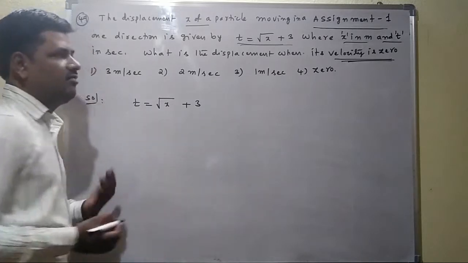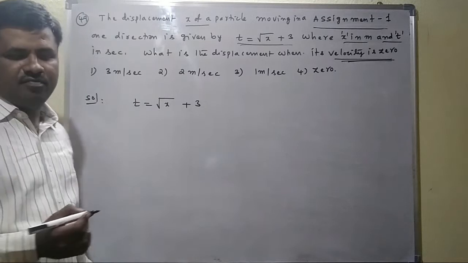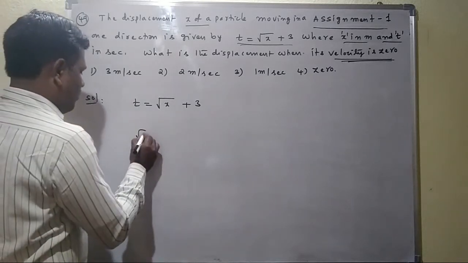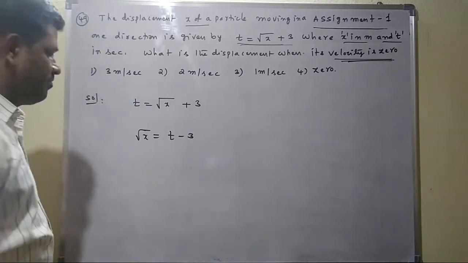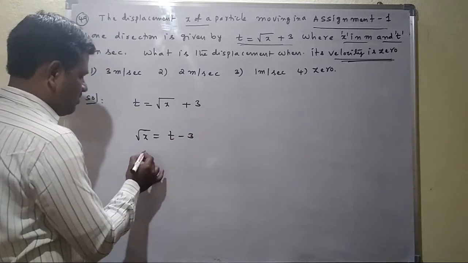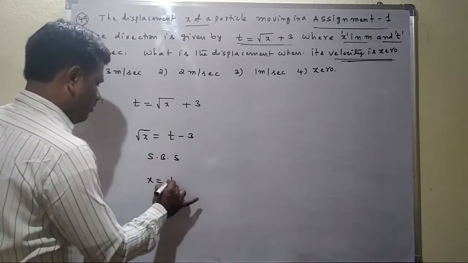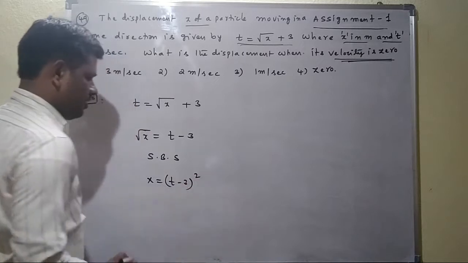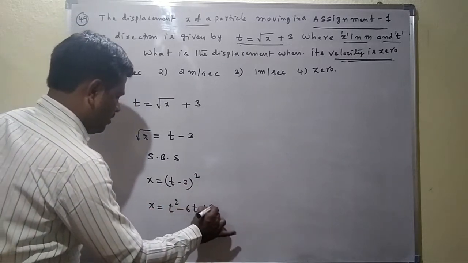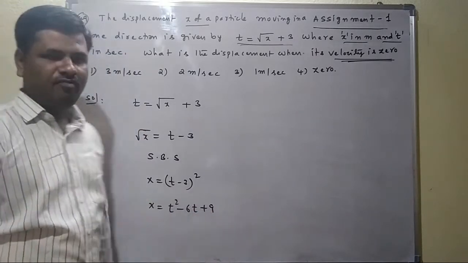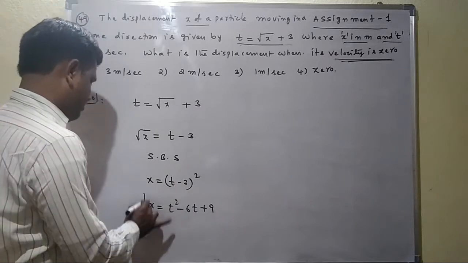Because I want to find the velocity, and velocity means change in the displacement, first I want to find x. Root x is equal to t minus 3. Squaring on both sides, x is equal to t minus 3 whole square. Expanding using the a minus b whole square formula, x is equal to t square minus 6t plus 9. This is the displacement.